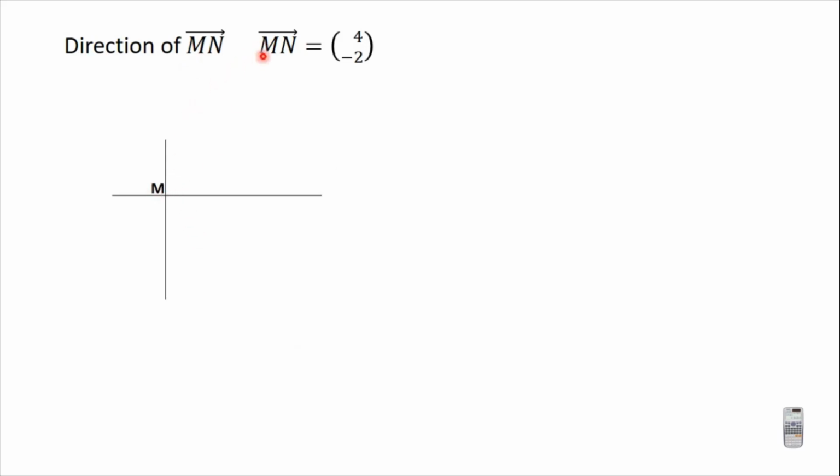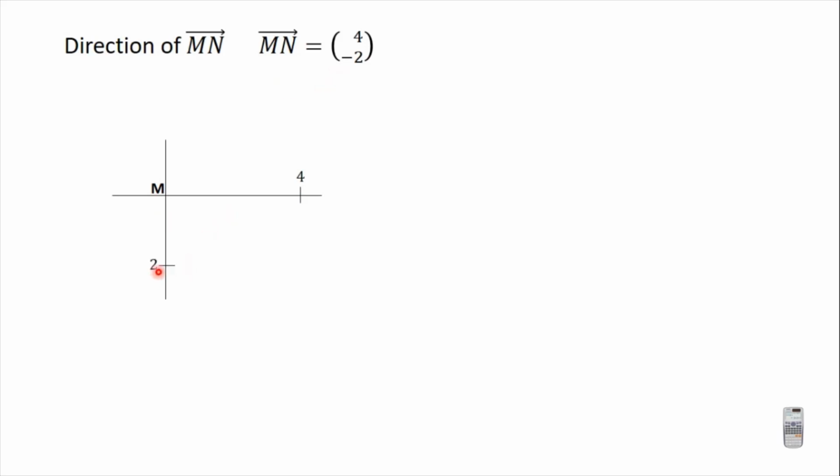That is our starting point, and the ending point is N. Now, we are beginning from N. The x component is positive 4. It means that we will move to the right, so 4 on the right. The y component is -2. It means that we will move downwards, so 2 downwards.